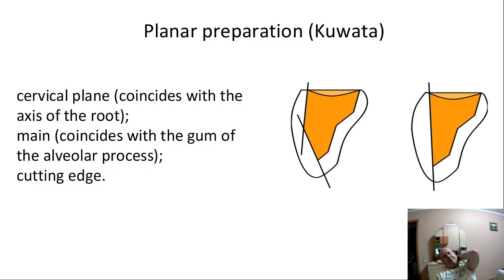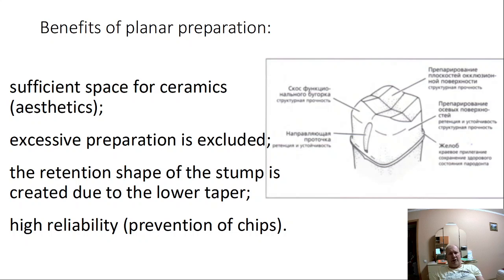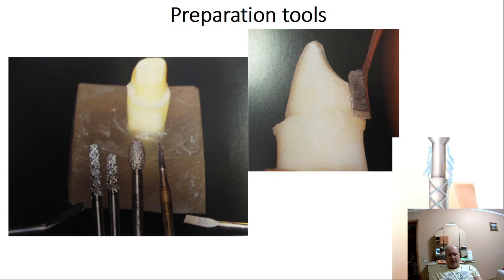Planar preparation, Kubata. The cervical plane coincides with the axis of the root, and the margin coincides with the gum of the alveolar process, cutting edge. You can see. Benefits of the planar preparation: sufficient space for ceramics. This is good aesthetic. Excessive preparation is excluded. The retention shape of the stump is created. High reliability, prevention of chips. Preparation tools, you can see there.